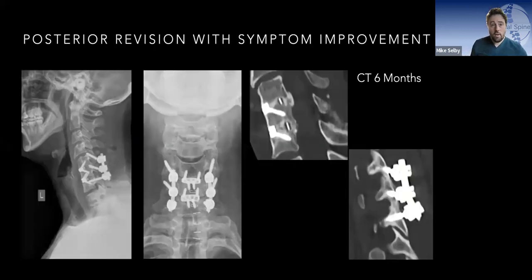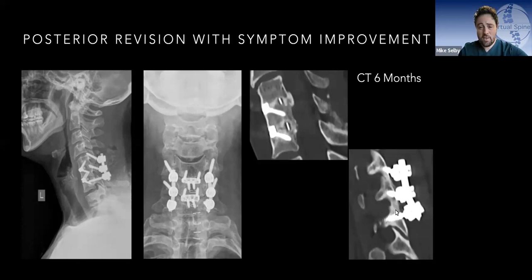So back to my patient. She's had a posterior revision with symptom improvement, actually quite dramatic symptom improvement, and has been very happy with the result. This revision was done in 2023. She had a post-op CT at 6 months, which shows progression towards union at the C6-7 level. And I would say that probably is united at the C5-6 level, keeping in mind my previous comments on CT.